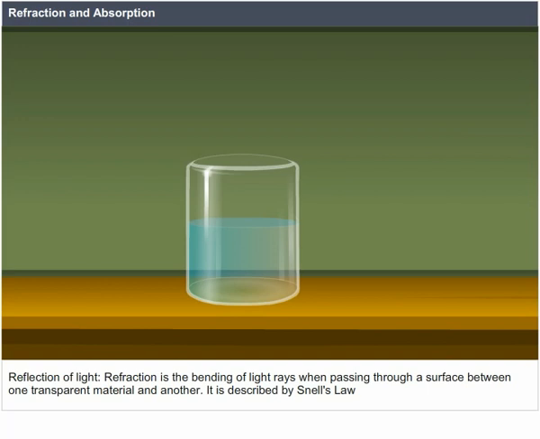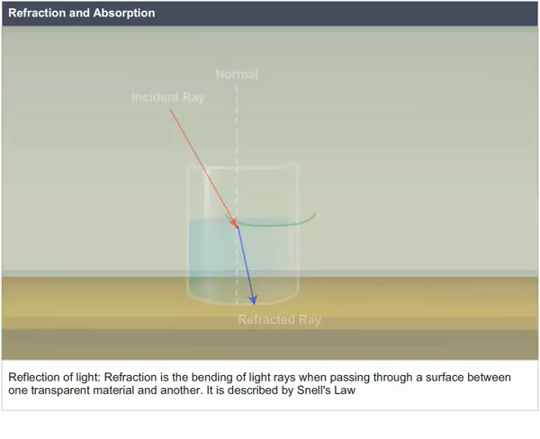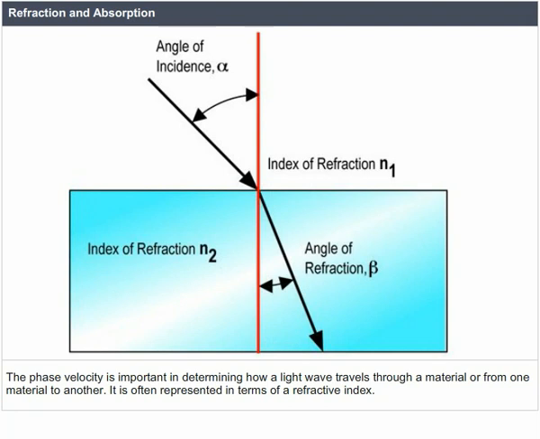Refraction and absorption. Refraction of light. Refraction is a bending of light rays when passing through a surface between one transparent material and another. It is described by Snell's law. The phase velocity is important in determining how a light wave travels through a material or from one material to another. It is often represented in terms of a refractive index.